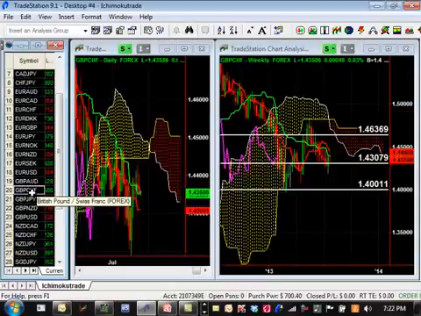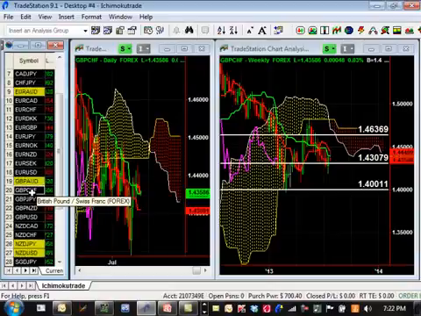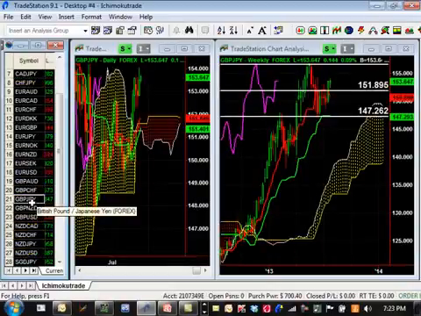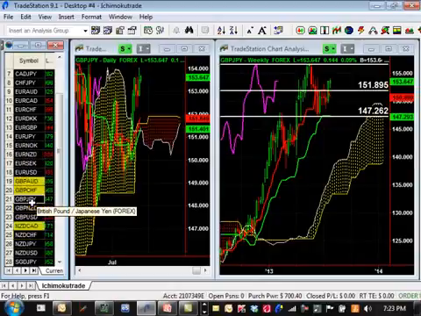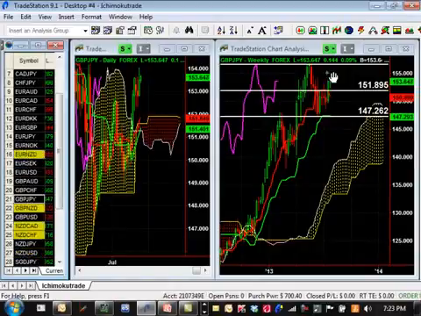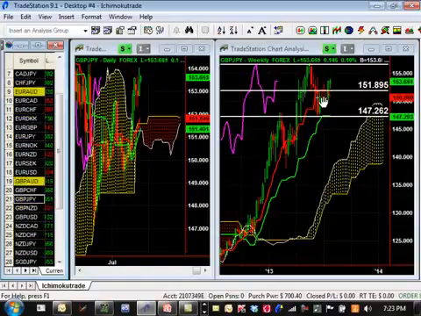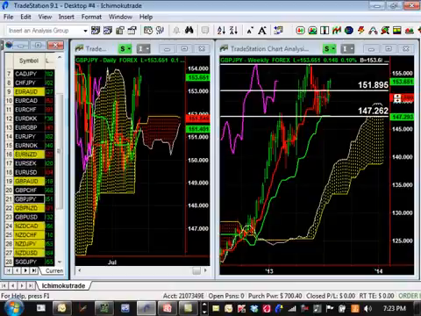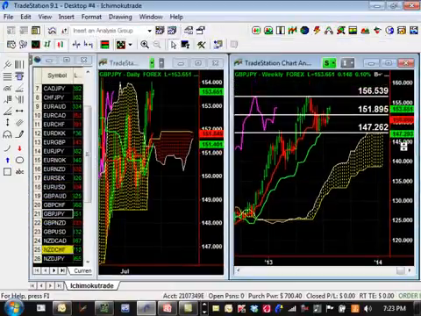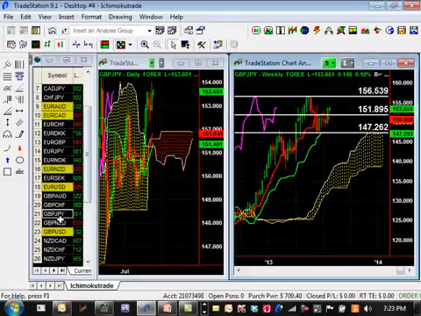Pound Switzy, nothing really going on here, just ranging between 4001 and 46.36. Pound Yen is trending basically upward on the weekly, kind of consolidating here on the daily due to this consolidation pattern and pullback here, but basically it's holding the support at 147.26 and 151.89. Resistance, of course, is the high right there, 156.53.